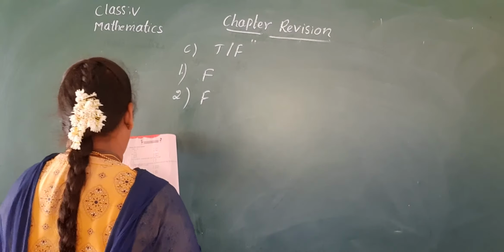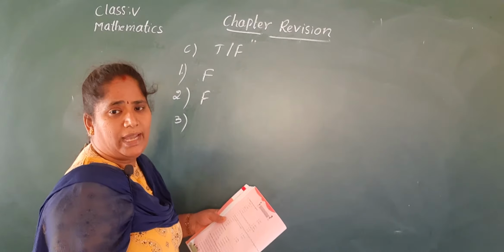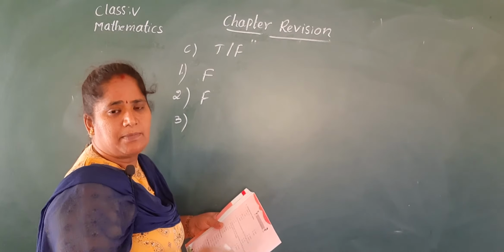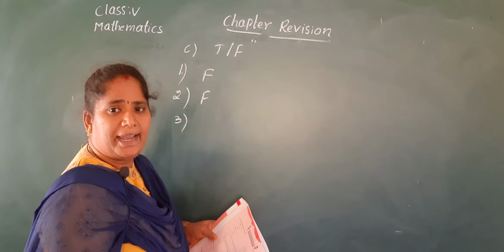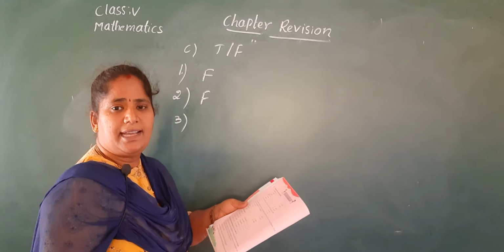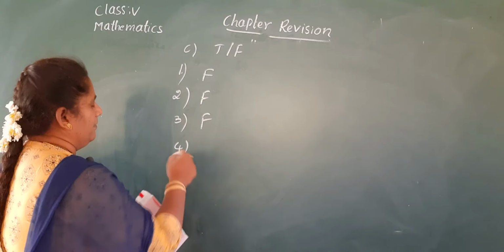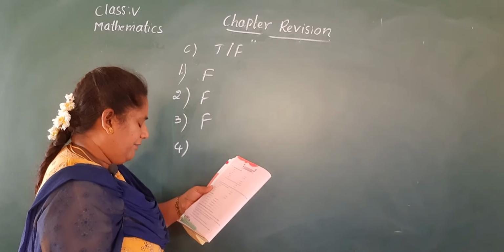And next, if any number is multiplied by 0, we get 0 only. But here they have given the same number. Is it correct, Nana? No. So we'll keep F.